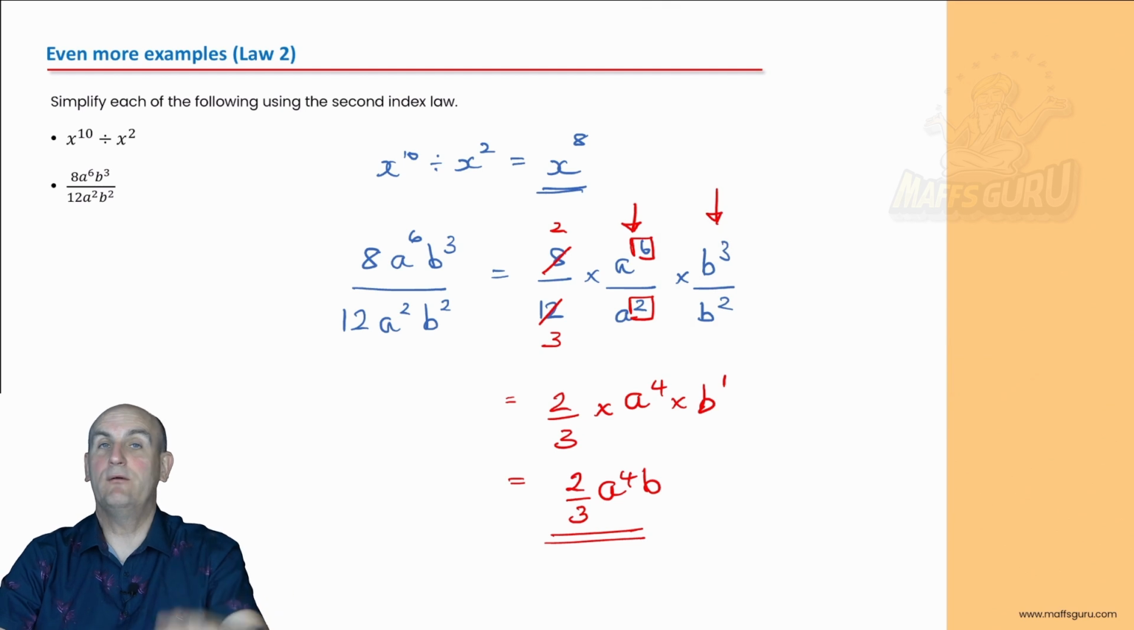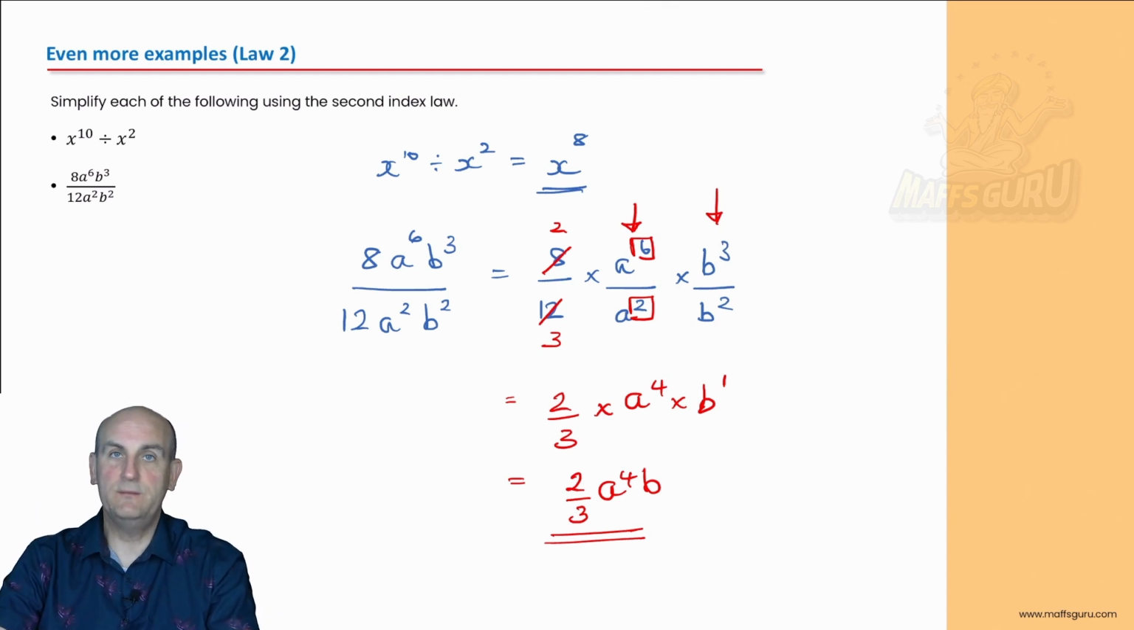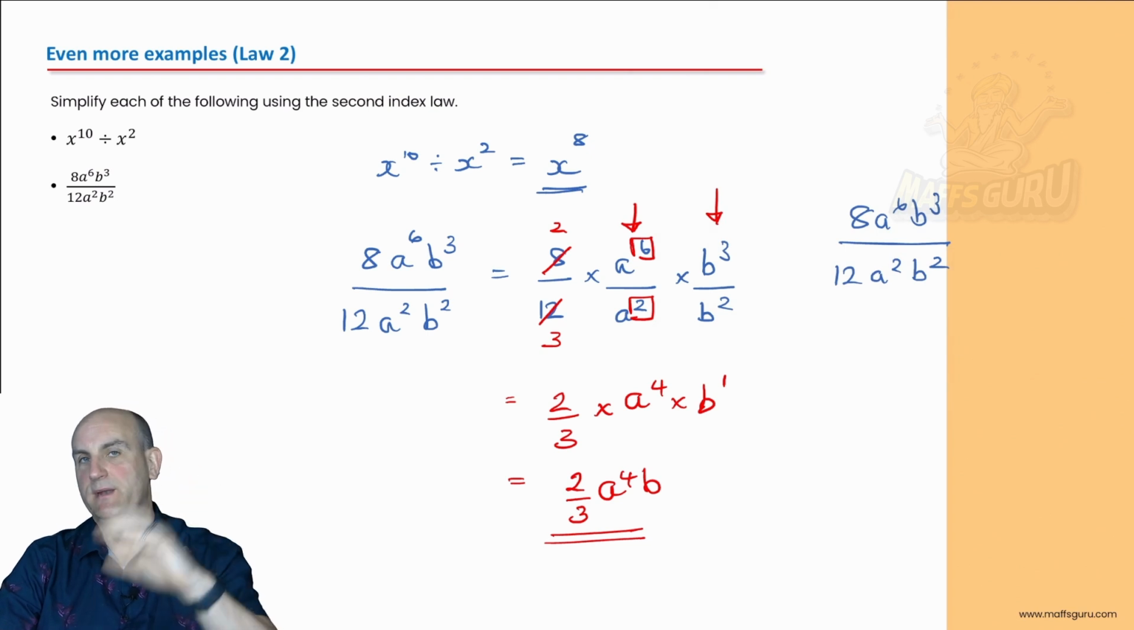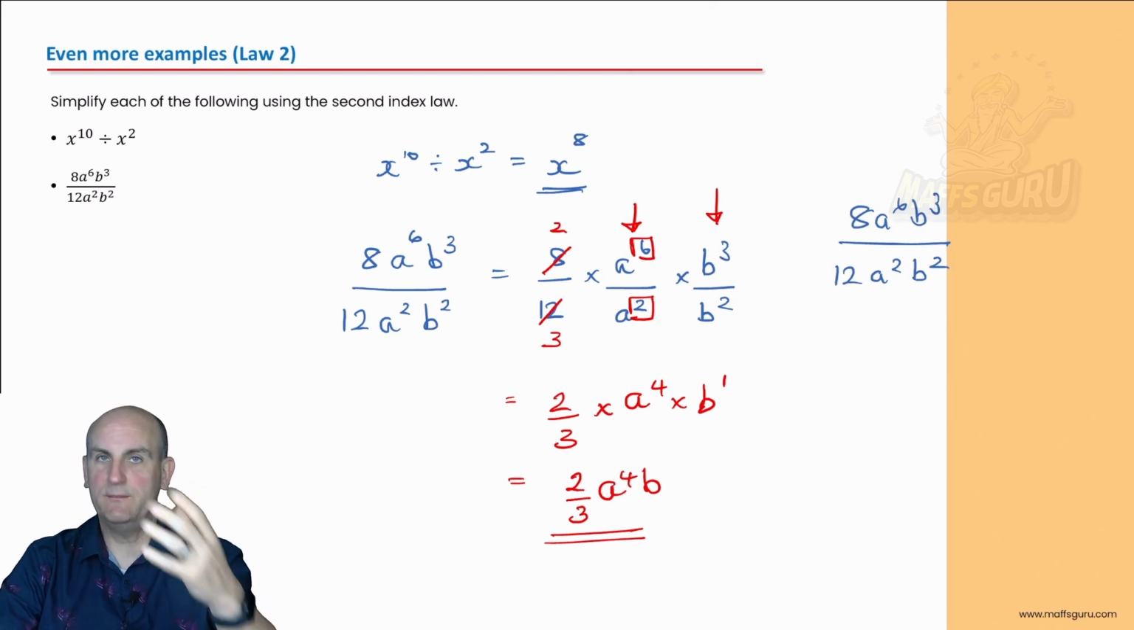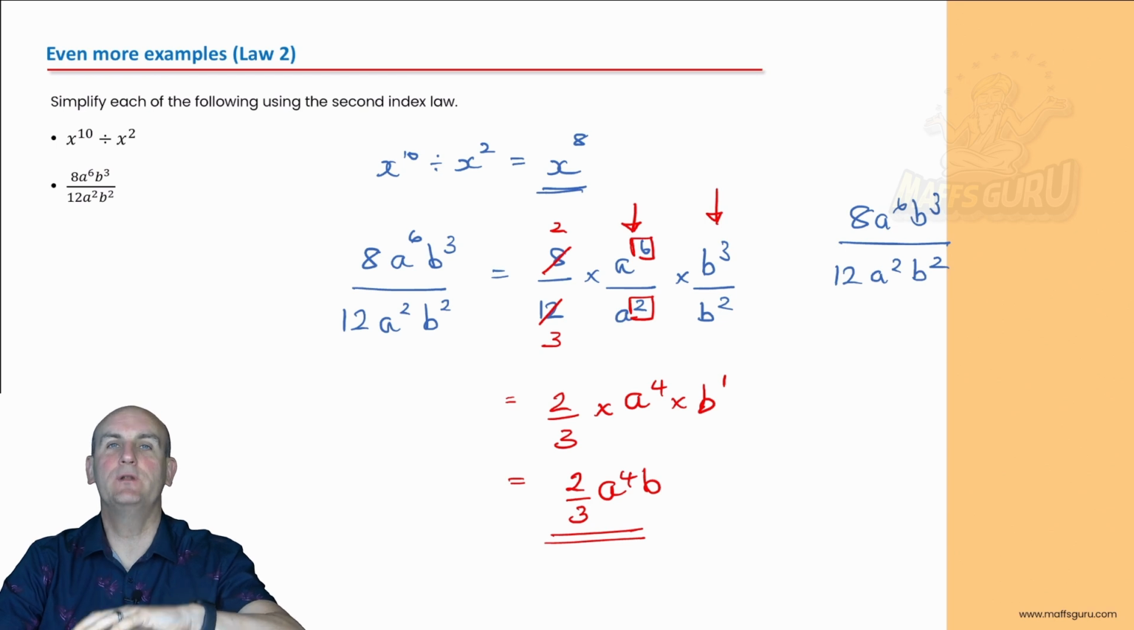Now you could write that out longhand and then cancel top and bottom, and that's certainly a method I'm going to use later. But another way of thinking about this is to look at how many A's you have on the top and how many A's you've got on the bottom, how many B's you've got on the top, how many B's you've got on the bottom, and cancel them.